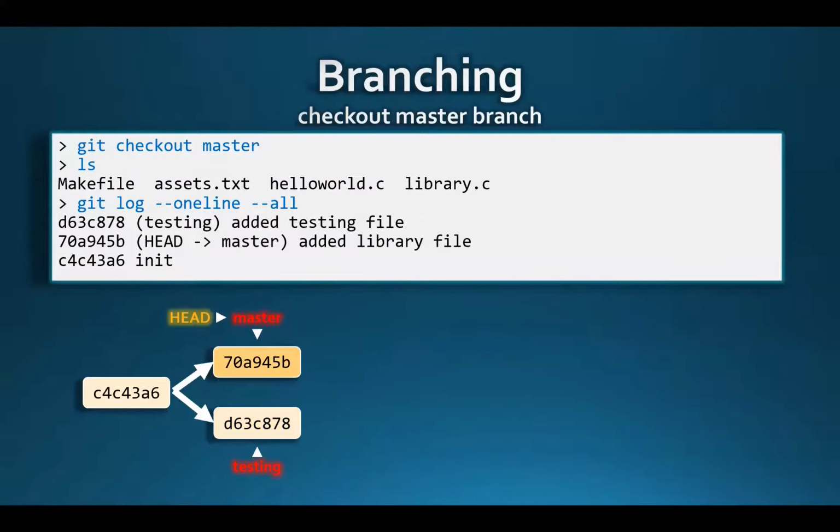Now we'll use git checkout again to move back to the master branch. We've used checkout again, and we've used the name of the branch, which is master. If we take a look at the contents of the working directory, library.c is back because we made that while we were on the master branch. However, the testing file is now gone because we made that while we were on the testing branch.